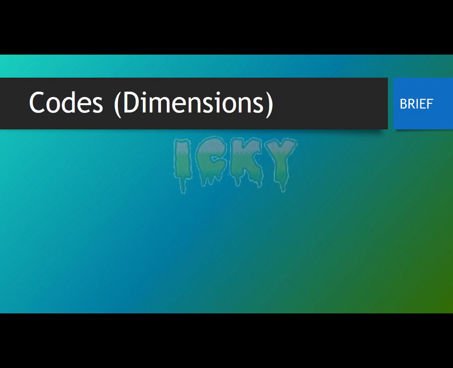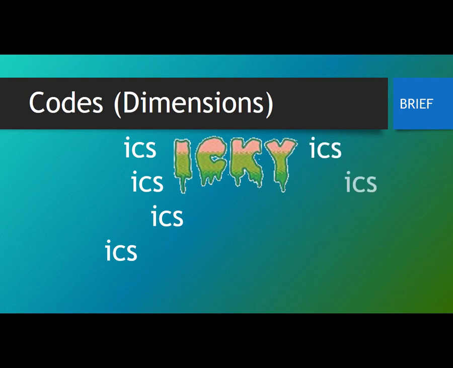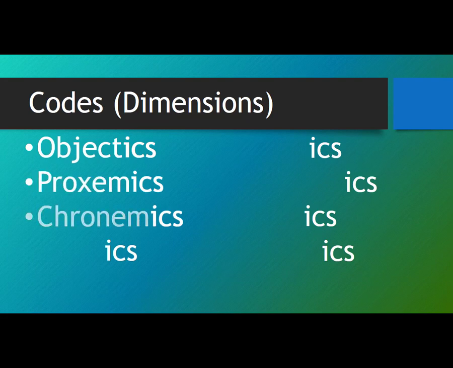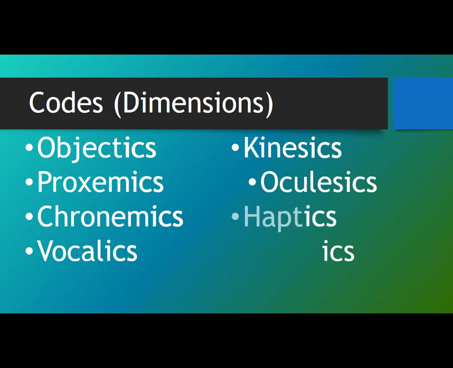You might want to think of these codes as a bit icky, as many of the terms end in ick. The basic nonverbal codes are Objectics, Proxemics, Chronemics, Vocalics, Kinesics, Oculesics, Haptics, Olfactics, and to a much lesser degree, Gustorics.